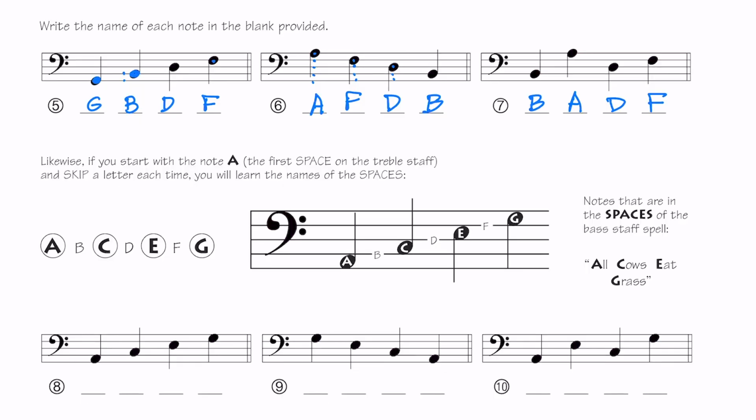That's really, really important. Likewise, if you start on the note A, which is the first space here, I'm using every other letter. So here I can say A, C, E, G. I can just memorize those letters, or I can say all cows eat grass. Whatever sentence you need to remember the names of the letters of the spaces in the bass clef staff. Number 8, all cows eat grass. They eat grass, not gas, okay? All cows have gas, I guess.